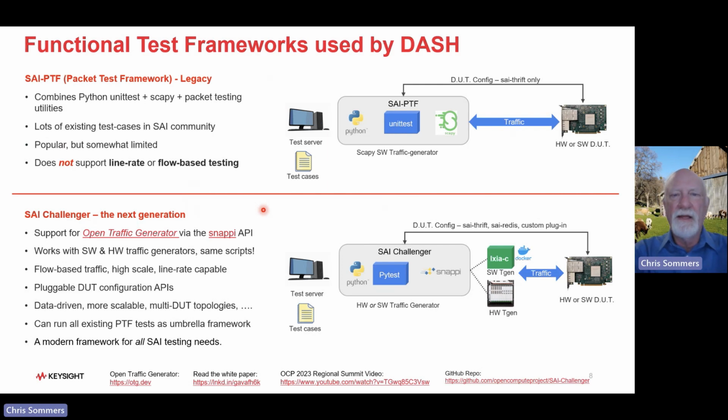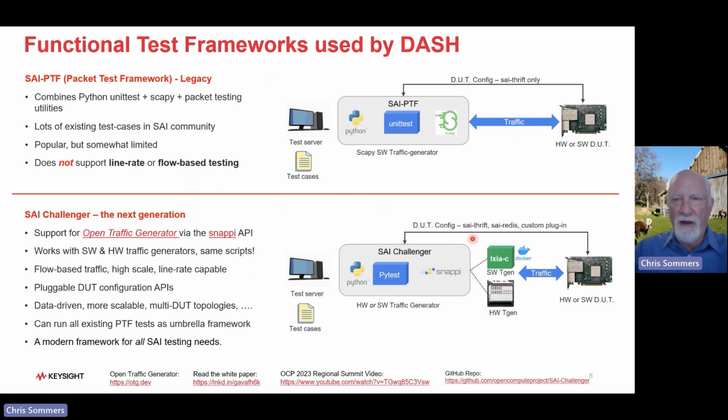accelerate Dash testing. So instead of using the built-in Scapy packet engine, which SciPTF uses, we use an Open Traffic Generator interface, and it has a snappy API, which is a Python or Golang library. It makes it very easy to talk to either software or hardware traffic generators using the same script. Open Traffic Generator is a community project, and you can read about it on this website, otg.dev. It's a landing page. We like this approach because you can write your scripts that are scalable from CPU speeds all the way up to line rate, 800 gigabit per second and beyond.